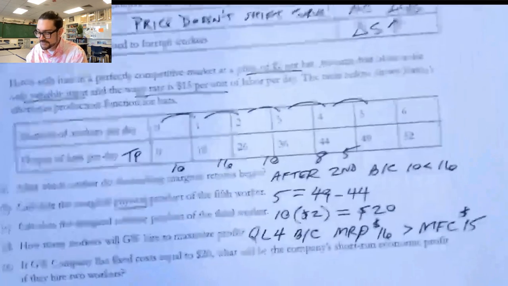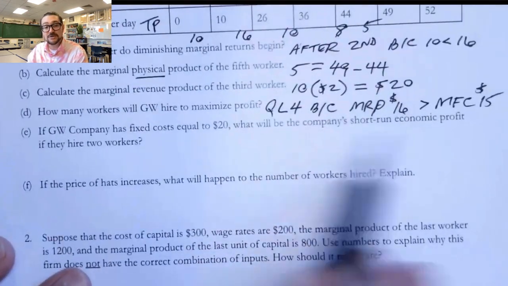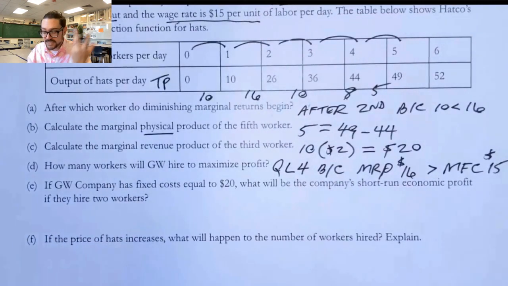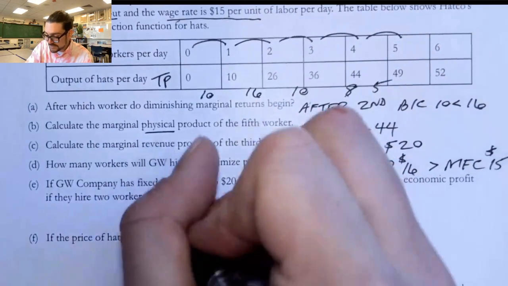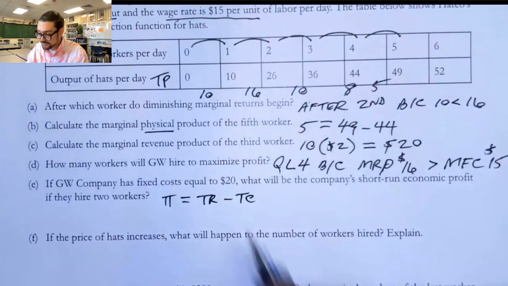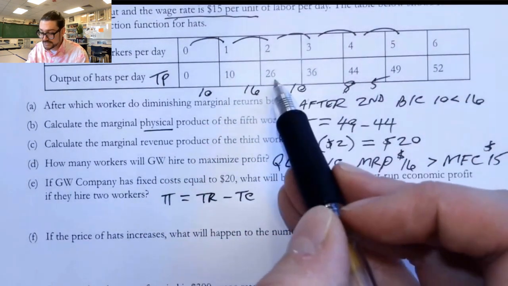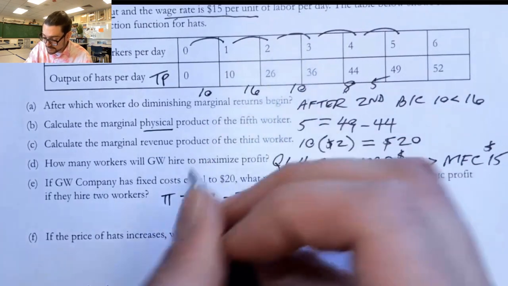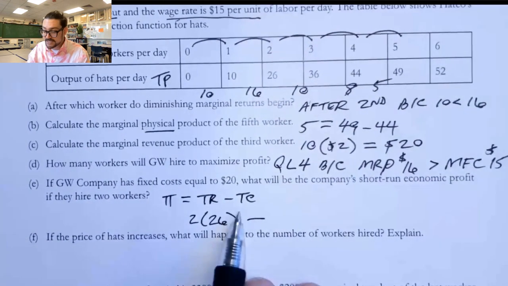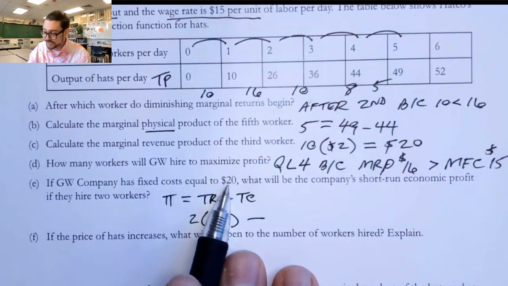If they have fixed costs equal to $20, what will be their profit if they hire 2 workers? So this is just saying, okay, do the math. How much would they be earning? We know that profit is equal to total revenue minus total cost. Well, total revenue here from 2 workers, we have 26 units at $2 a piece. So $2 times 26, and then we're going to subtract the total cost. Now, it says total cost, so fixed is 20, right?